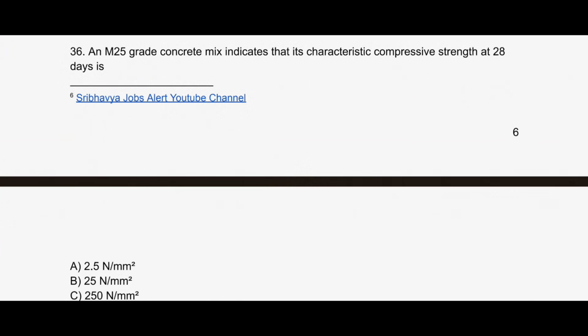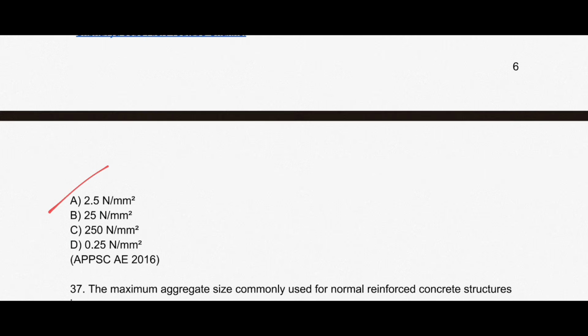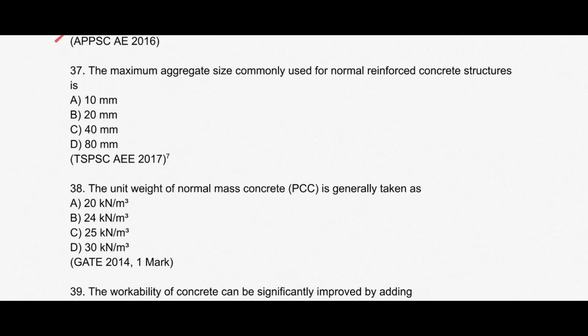36th question. An M25 grade concrete mix indicates that its characteristic compressive strength at 28 days is 2.5, 25, 250, 0.25. The answer is 25 Newton per mm square. Option B is the correct answer.